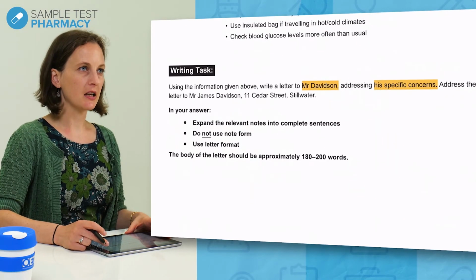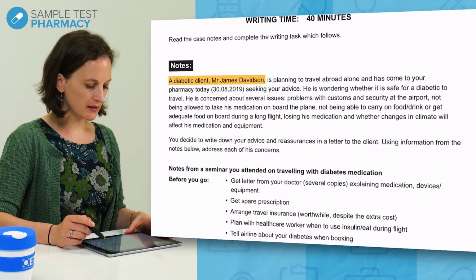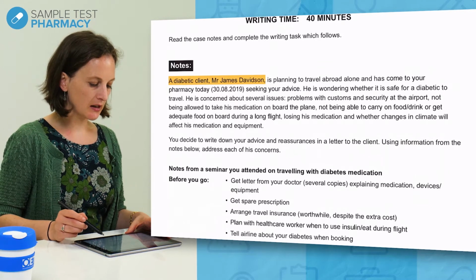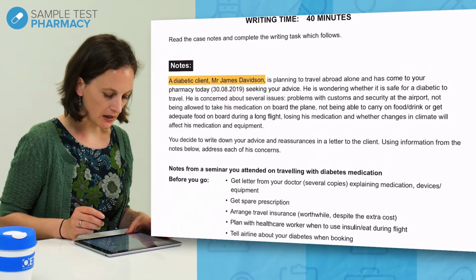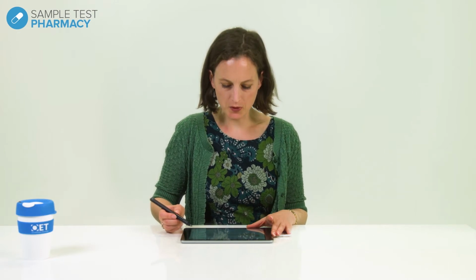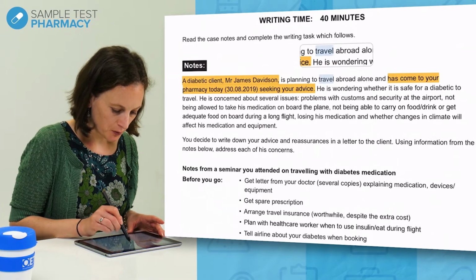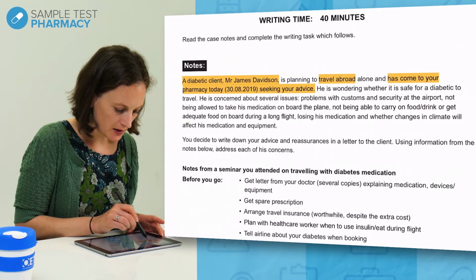The third information is what is your role in the patient's care? And I've already found that by looking for who Mr. Davidson is. Mr. Davidson is a diabetic client and he has come to visit your pharmacy today seeking your advice. Before I start reading the case notes from the beginning, I want to make sure I have completely understood the reason for writing the letter. There are a lot of other details in the notes section, so I now skim over these looking for anything important. Some things particularly stand out. He is planning to travel abroad, and that he is concerned about several issues.